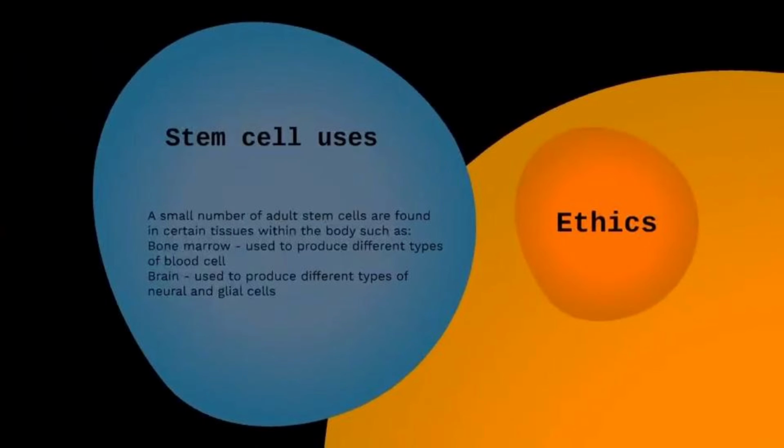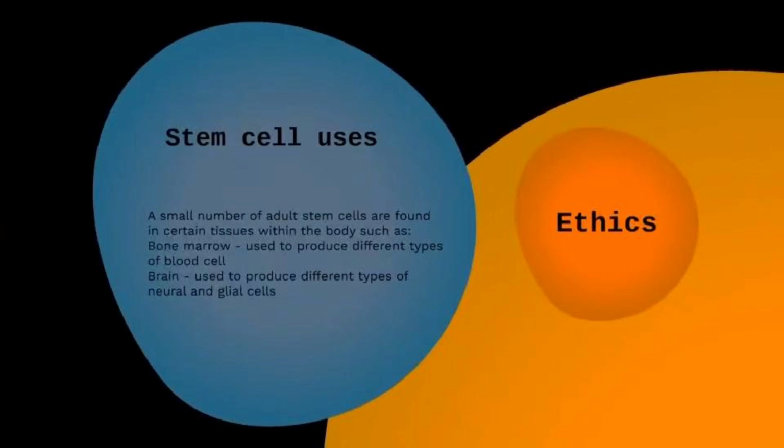However, when adult stem cells are being donated, the donor needs to be quite closely matched to the recipient. Otherwise, the recipient's immune system might reject the stem cells. So ideally, the patient's own stem cells would be used to treat them, as there's a much lower risk of rejection.